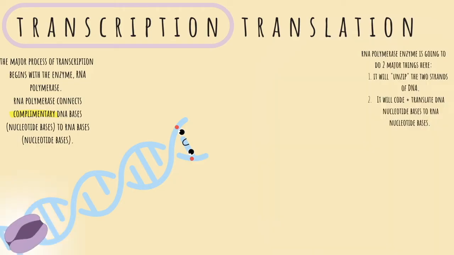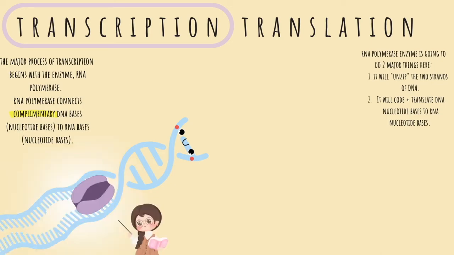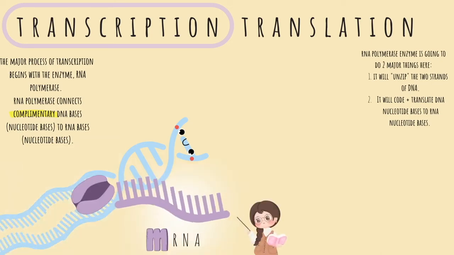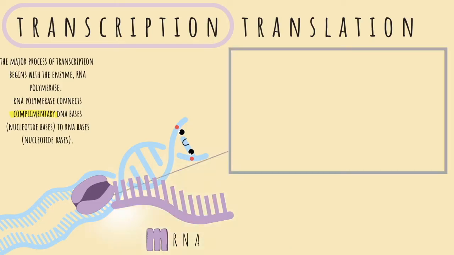Here we can see the polymerase enzyme unzipping the DNA. As it unzips, it is also creating the mRNA. So let's take a close look at how mRNA is actually being made here. The RNA polymerase only uses one strand of DNA to code. That strand is referred to as the template strand, and it's also called the antisense strand. So this is our template strand of DNA.